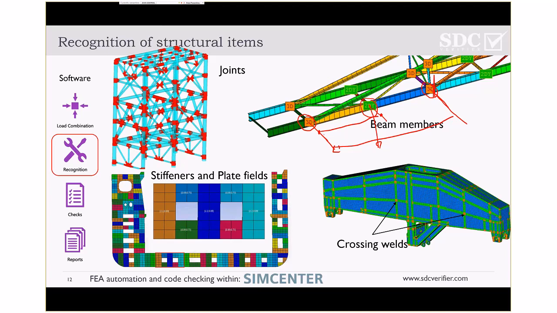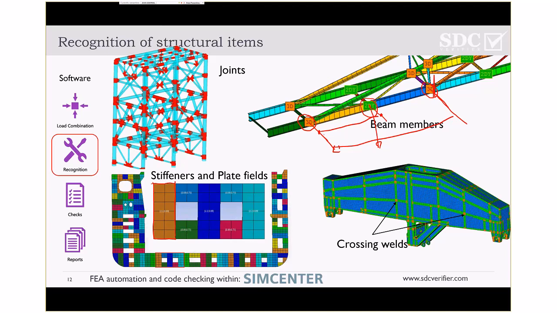The same is for plates. We recognize for each plate the length and width, and also if it's inclined, for example, we update the stress direction according to the plate orientation. The same with welds. And what you also see in this example is that the recognition is mesh independent.